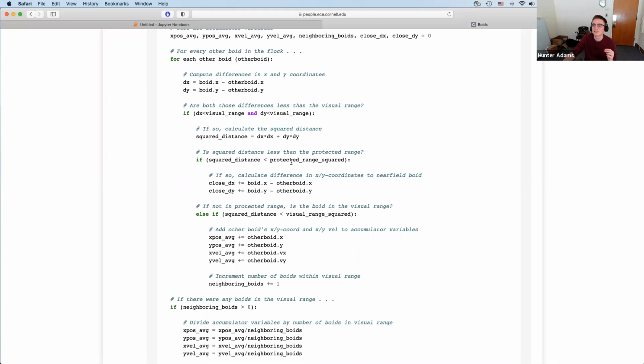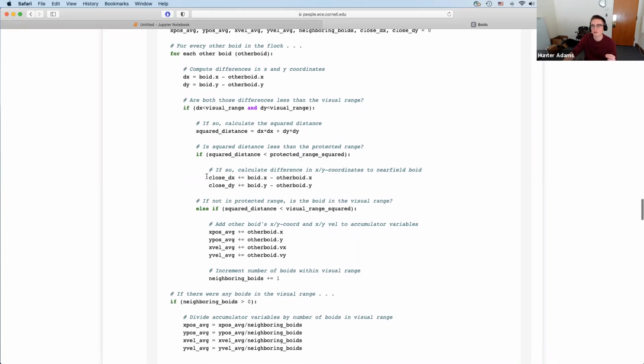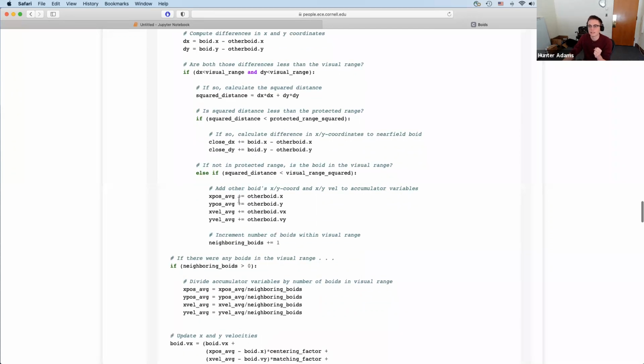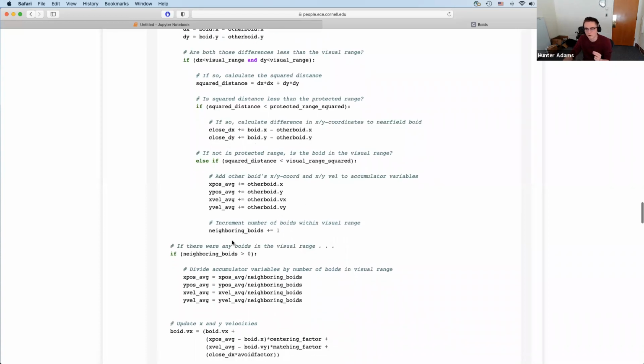If that distance is less than the protected range, then we increment those two variables that we use to keep track of the positions of birds that are too close to us. Otherwise, if it's not less than our protected range but it is less than our visual range, we increment the variables that we're going to use to compute the average positions and velocities of our nearest neighbors by the position and velocity of that particular bird. And we increment the number of neighboring birds by 1.